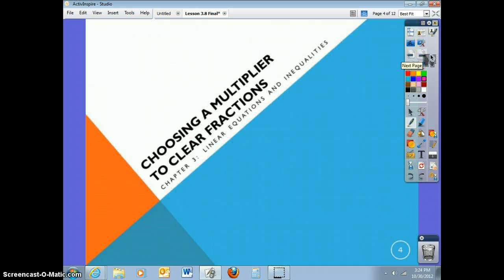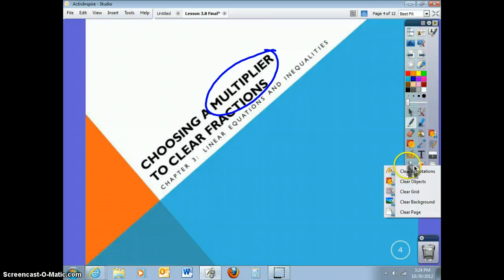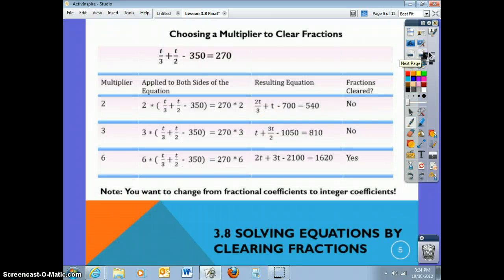So the way you do this is you choose something called a multiplier. And that multiplier allows you to clear out the fractions and get that messy equation to be a not messy equation. So how do we pick a multiplier? How do we choose it? Here's an equation: t over 3 plus t over 2 minus 350 is 270. There are some fractions, which makes it a little messy. You can choose a multiplier of 2, 3, or 6, and any of those are going to clear out at least part of the fraction.